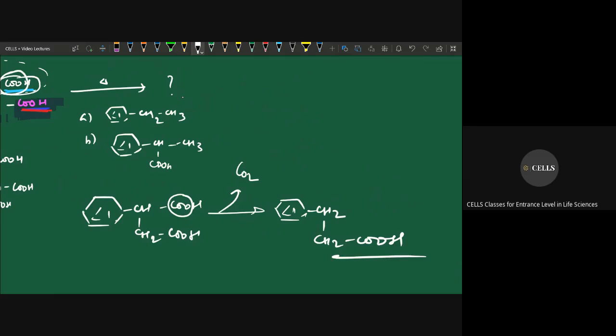Suppose this carbon was the functional group, so what was option B? If this carbon is the functional group, then there will be a removal of carbon dioxide from here, but it is not forming the beta unsaturated carboxylic acid. That's why it's not releasing. But for this functional group, it is actually forming this beta unsaturated carboxylic acid. That's why carbon dioxide is being released from this carbon. So these things are really very important. You need to follow. These are the important things you need to remember.